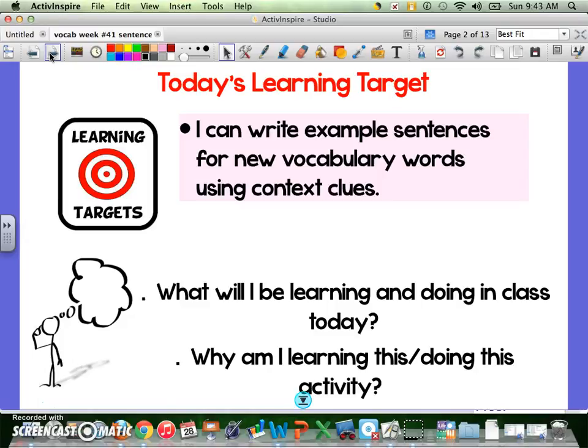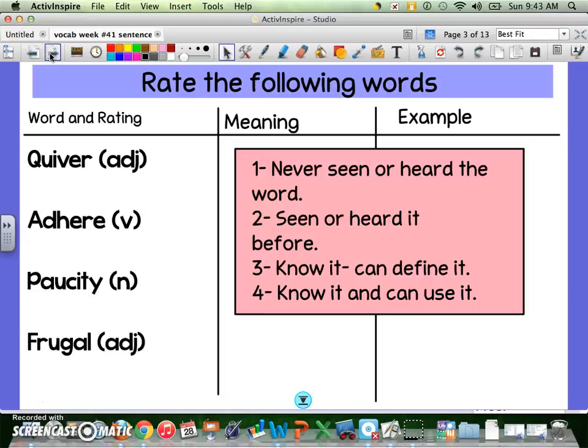Alright, so when we first encounter new vocabulary words, the first part of our routine is we're going to look at the words, just the words, not the definitions, and based on just that word, we're going to rate our knowledge of the word. We're going to use a 4-number scale. 1 is going to be if you've never seen or heard the word before. You're going to give the word a 2 if you've seen or heard it before, but you don't really know what it means.